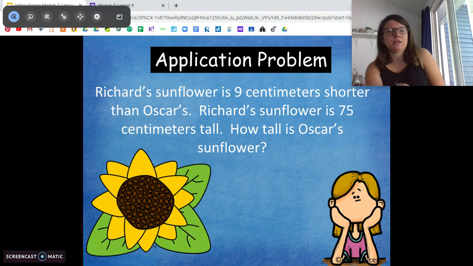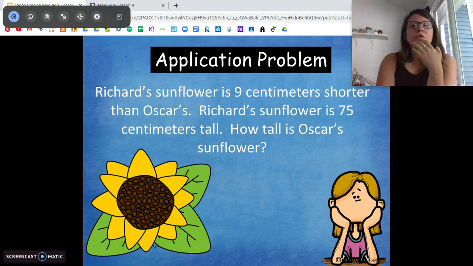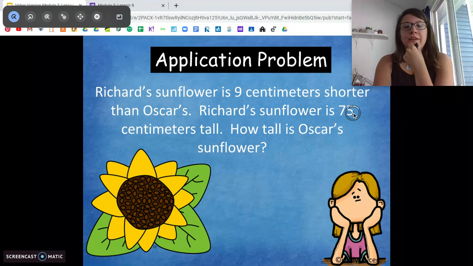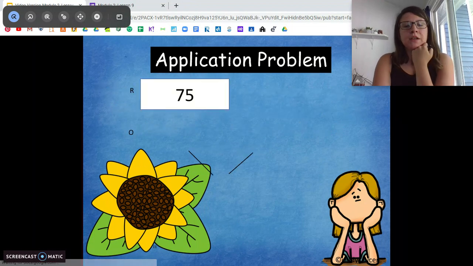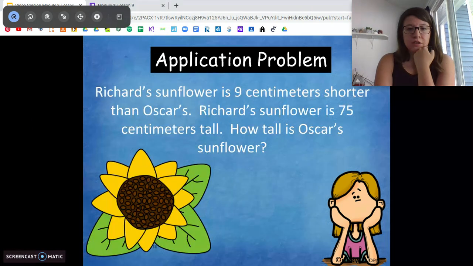Let's use a tape diagram to figure it out. So Richard's sunflower, we know, is 75 centimeters tall. It says that in our problem. 75 centimeters. Good. Now, Oscar's is going to be longer than 75 centimeters because Richard's is shorter.